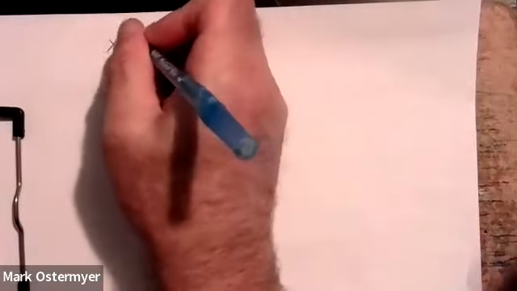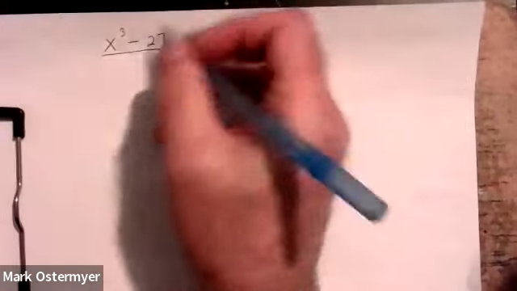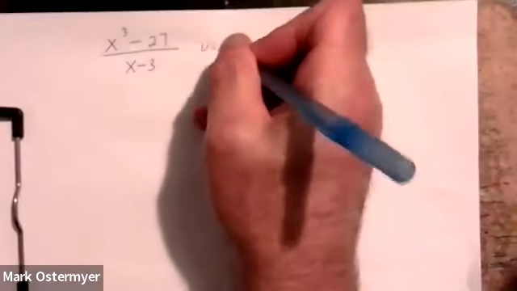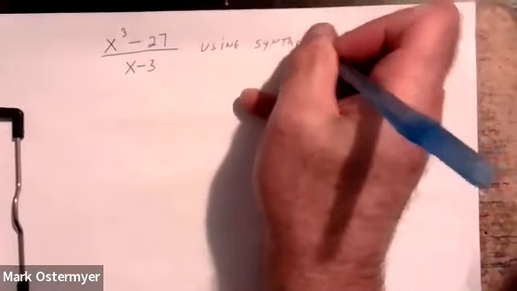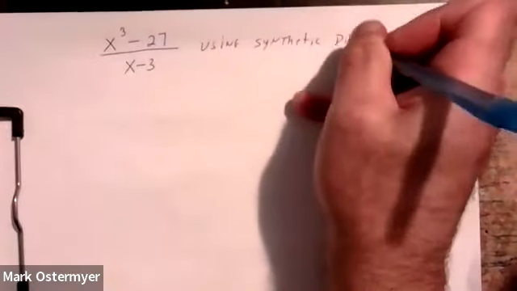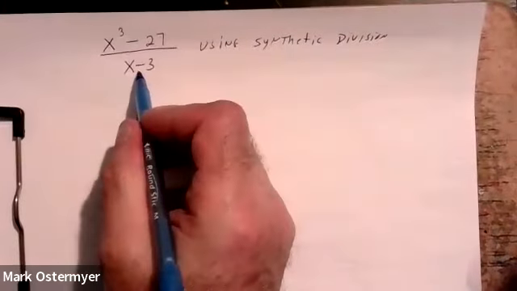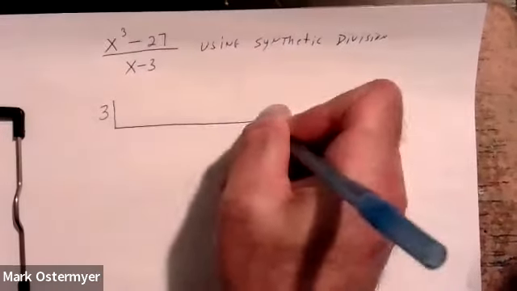All right, let's try to divide x cubed minus 27 by x minus 3 using synthetic division. So I'm going to be dividing the positive 3 into the coefficients of my dividend.